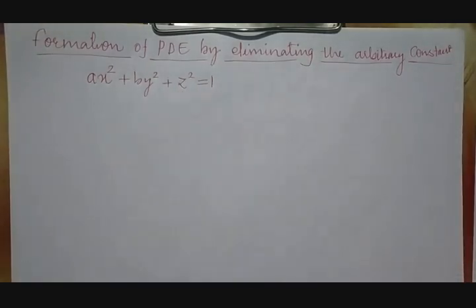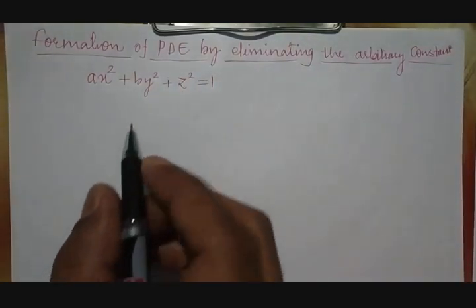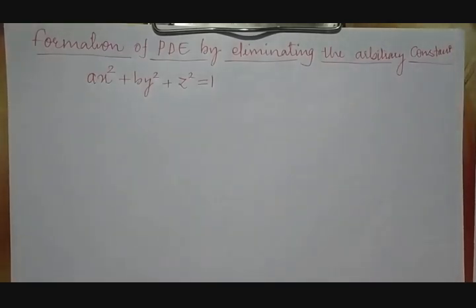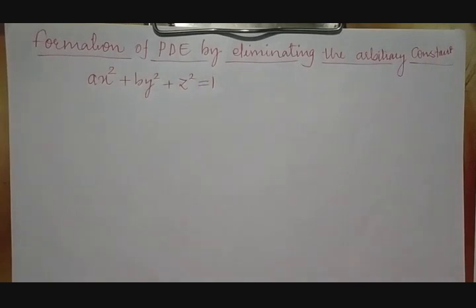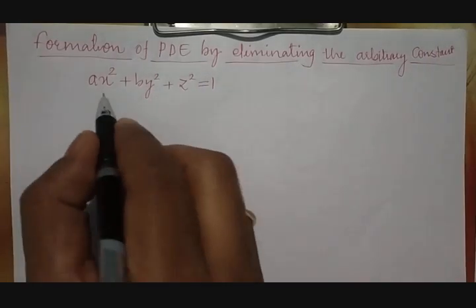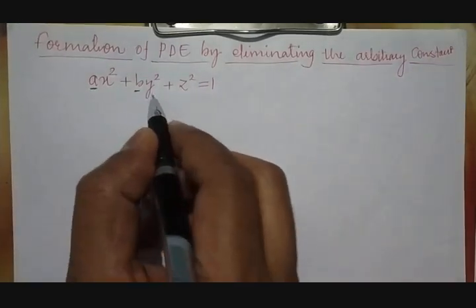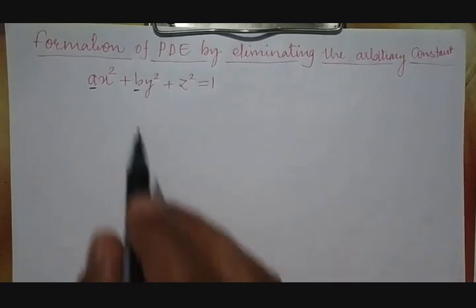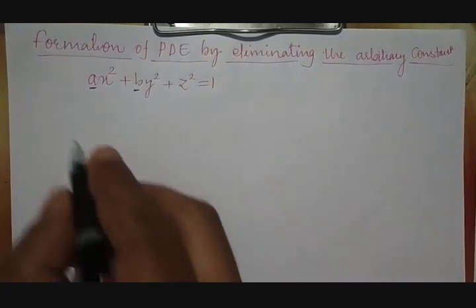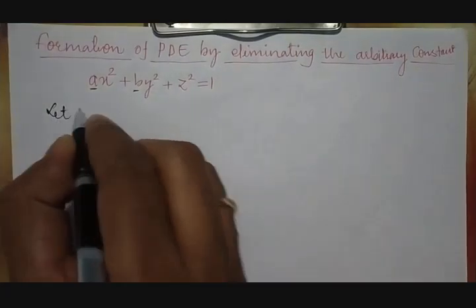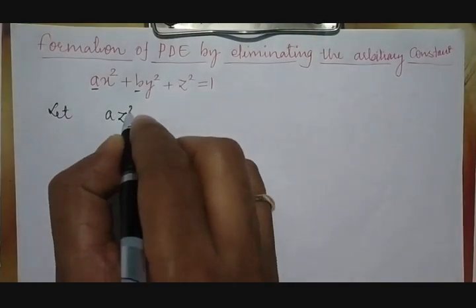This is the given equation. So we need to form a partial differential equation from a given equation by eliminating arbitrary constants. We can see here a and b are arbitrary constants, so these two constants are to be eliminated. For that, first I take the given equation as it is.